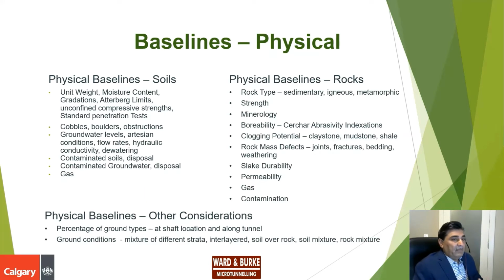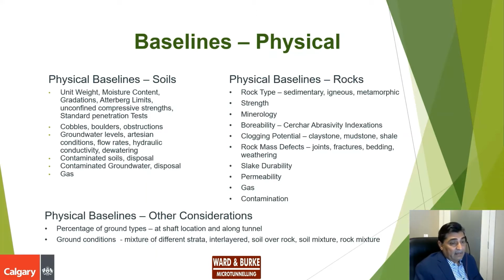Baselines are of two types: physical baselines and behavioral baselines. Physical baselines are the soil properties that we can measure in the lab, or during drilling. For example, for boulders we can measure the number of boulders, their size, their strength, their abrasiveness. We can measure hydraulic conductivity, and we can determine if soils or groundwater are contaminated or not. Then we can determine soil mineralogy, rock mineralogy, slake durability, permeability, and the presence or absence of gas contamination. All those constitute physical baselines.